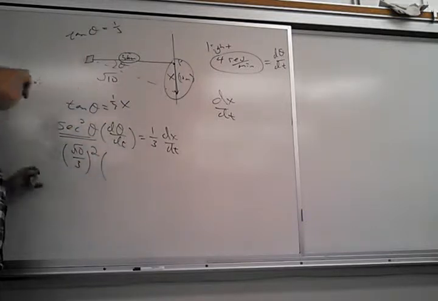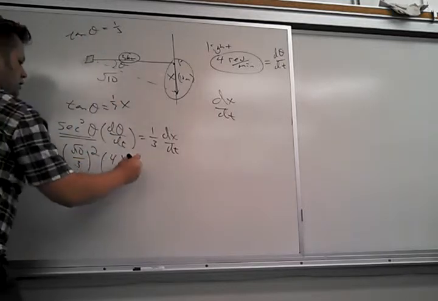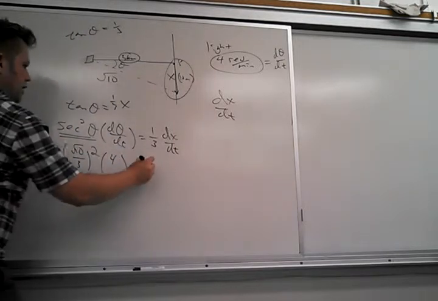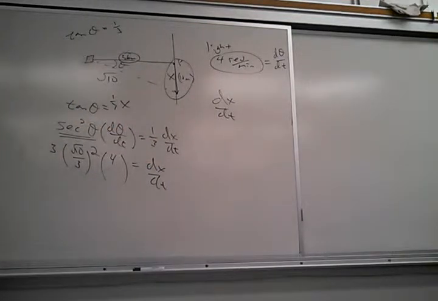What's d theta dt? 4. Good. Revolutions per minute equals, and then multiply by 3, and that'll be dx dt. Right? Okay, maybe.